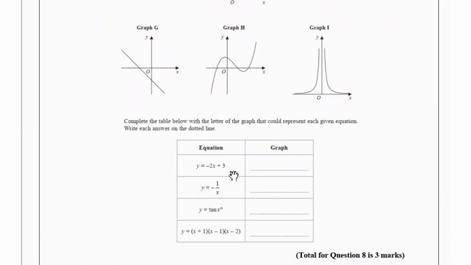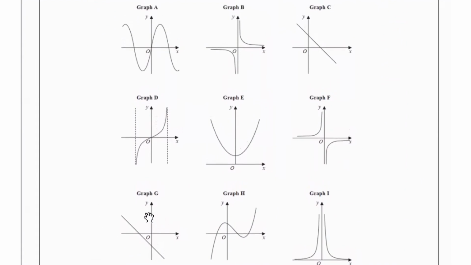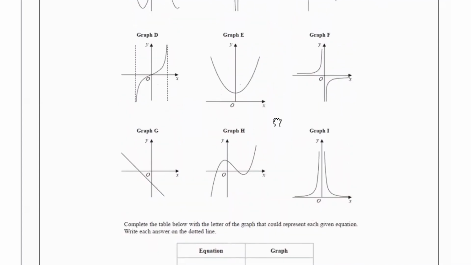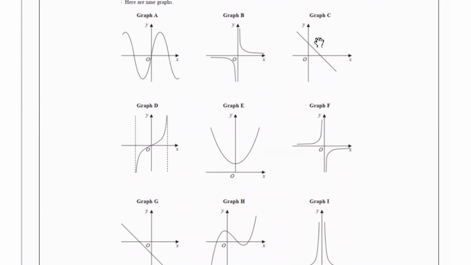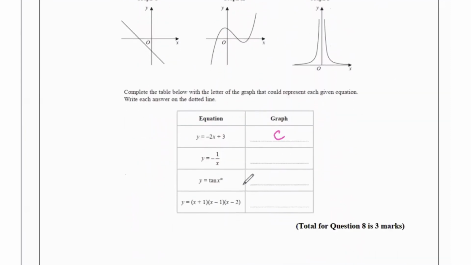So y equals negative 2x plus 3 is a linear equation. For the linear equation, we can see that we have graph G and graph C. According to this equation, your y-intercept is plus 3, which is the constant value. Looking closely, for graph G, the y-intercept is a negative number, whereas for graph C, the y-intercept is a positive number, which means the answer to the linear equation is going to be C. Let me just write that over here as well: linear equation.